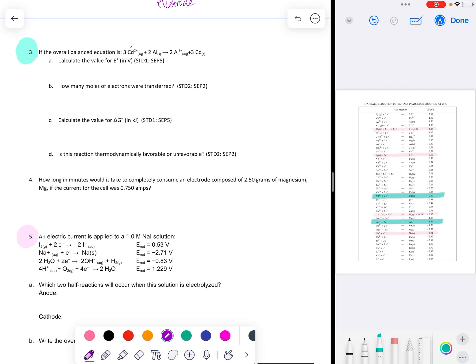equation. So here I'm going from 2 plus to 0 in terms of my oxidation number. And so this is a gain of electrons. And when we gain electrons, that is reduction. Then for my aluminum, I'm going from 0 to 3 plus. So that is a loss of electrons, which is oxidation.